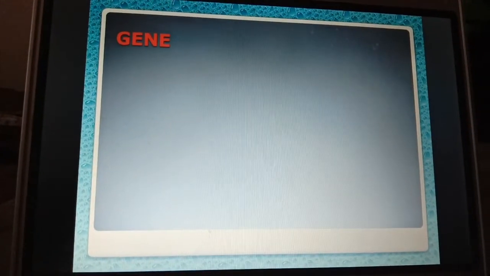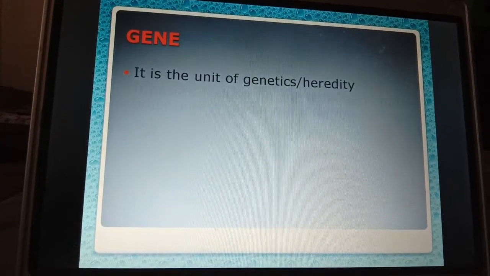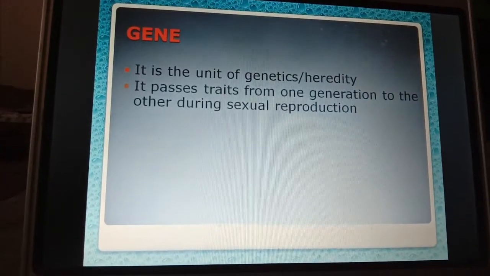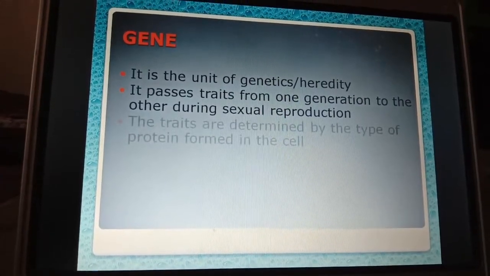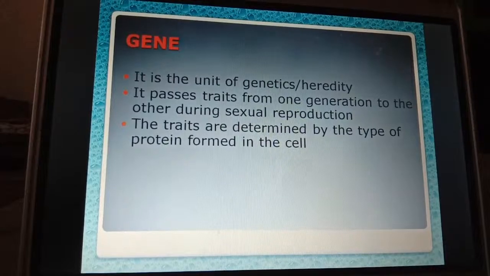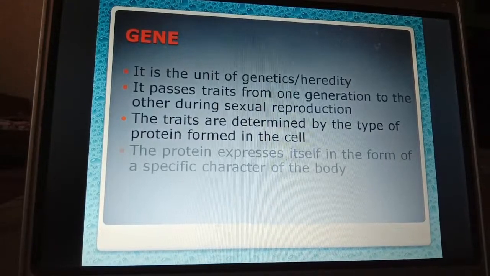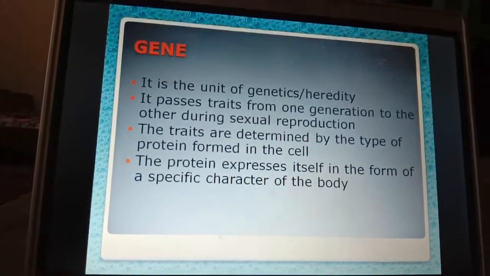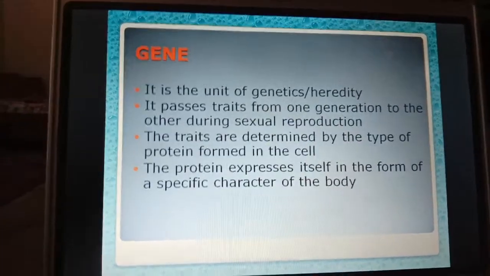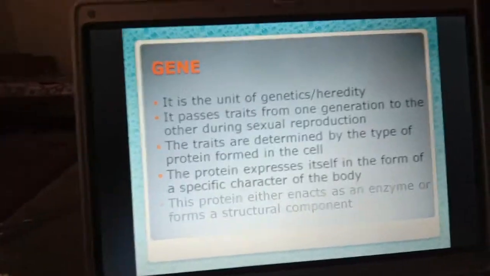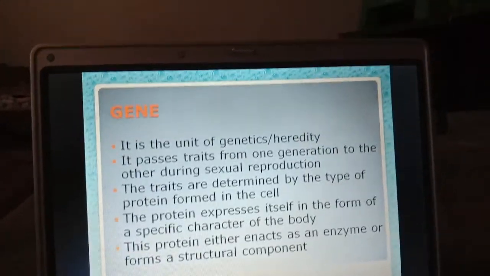Next is the gene. It is the unit of genetics or heredity. It passes traits from one generation to the next during sexual reproduction. The traits are determined by the type of proteins formed in the cell. The protein expresses itself in the form of a specific character of the body. This protein either acts like an enzyme to do its function, or it forms a structural component.